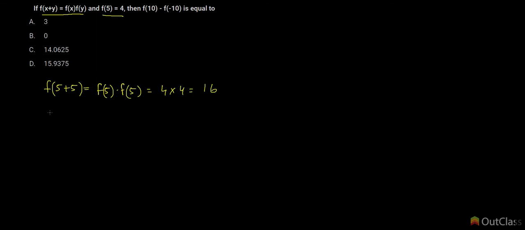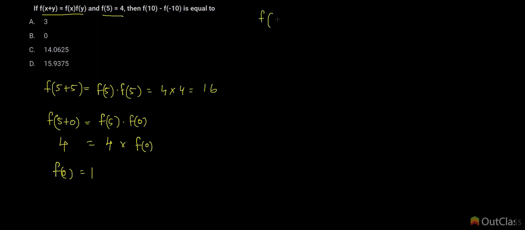To do this, let's look at f of 5 plus 0. That is f of 5 into f of 0. Now, f of 5 is 4. This means that f of 0 has to be 1. Now we can do something.